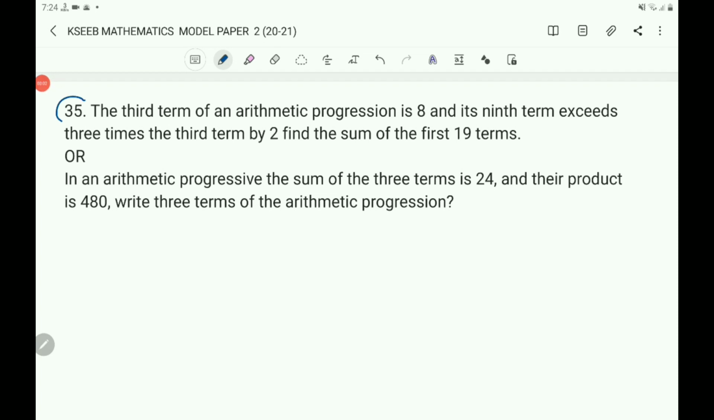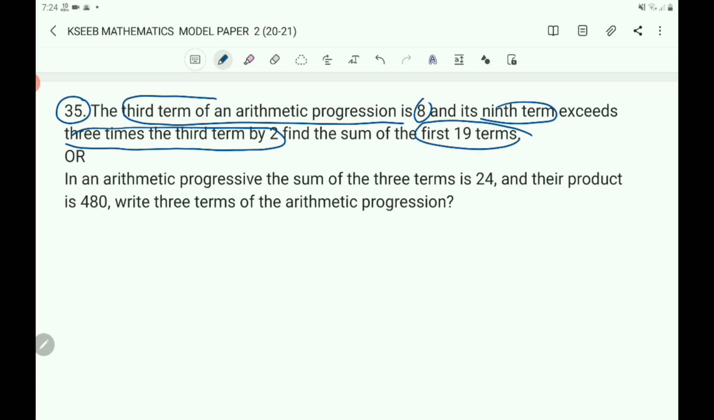Now let us solve question number 35. What is that question? The third term of an arithmetic progression is 8. Its ninth term exceeds 3 times the third term by 2. Find the sum of the first 19 terms. So here our question also has an OR option. In an arithmetic progression, the sum of 3 terms is 24 and their product is 480. Find the 3 terms of the arithmetic progression.